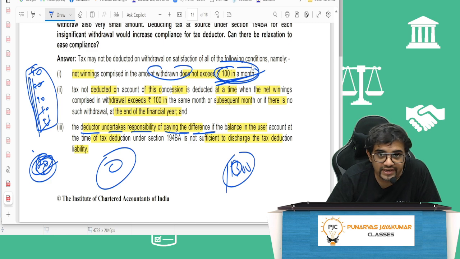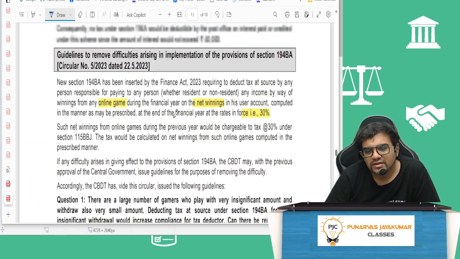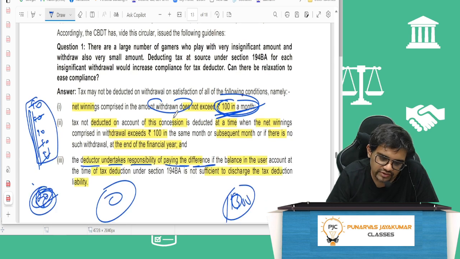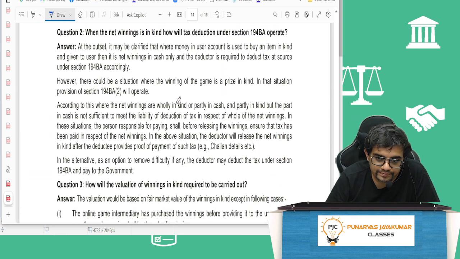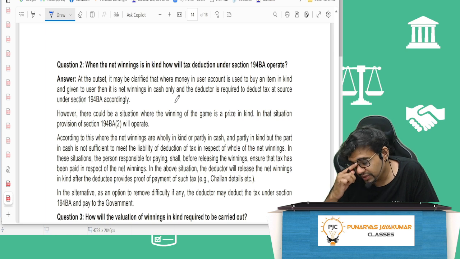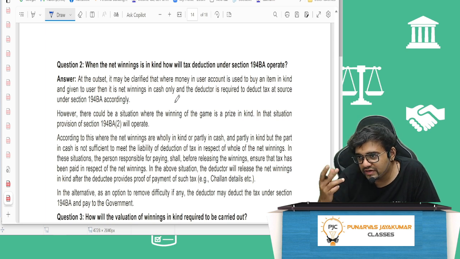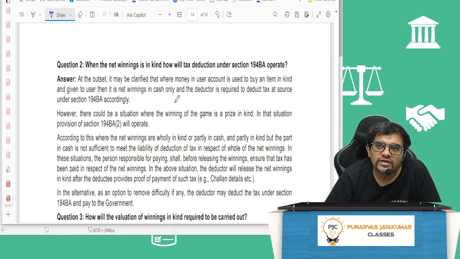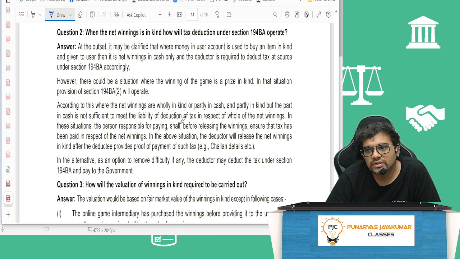If it crosses 100, TDS is there. This is a simple guideline, guys. That's it. You can ignore it, no problem. One more interesting point is, what if the net winning will include kind also? This fellow will win one bike, this fellow will win one car, then what to do? So generally 194BA is for cash, but in case there is kind also, very simple.